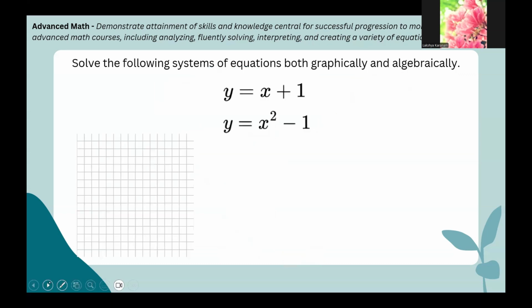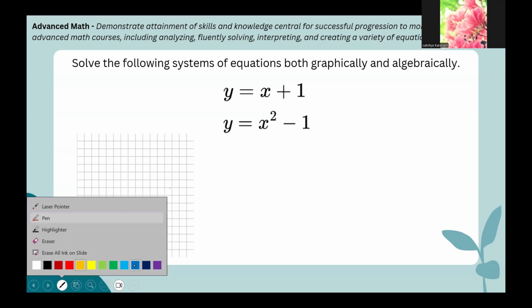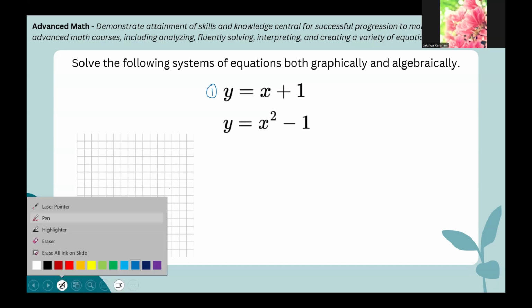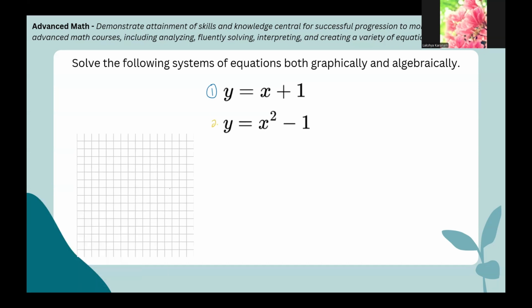Alrighty, next problem. We want to solve the following systems of equations both graphically and algebraically. So let's start by solving it graphically so we can kind of understand our goal here with solving systems of equations. So let's call this first one equation 1 and the second graph equation 2. Let's start by graphing each of these points. So I'm going to set 0 to actually kind of be in the middle here. So this is 0, so this is 1, and this is negative 1.